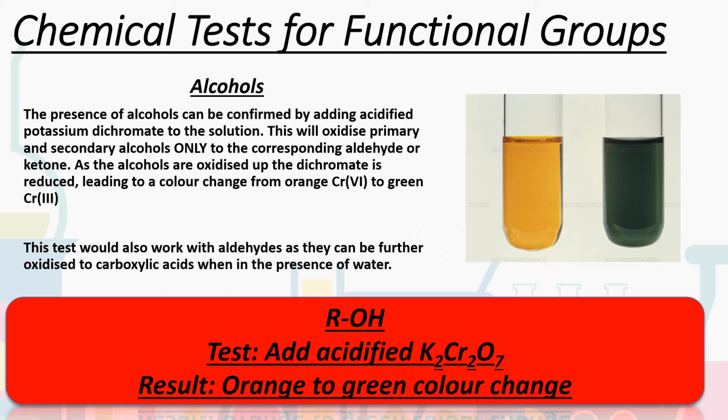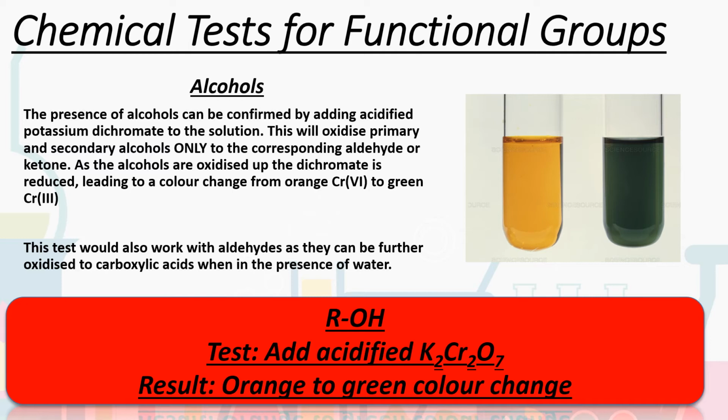And so if we have a primary or secondary alcohol, we will see this colour change, orange to green, if we added acidified potassium dichromate to the solution of our compound. Of course, this isn't the best test because if it's a tertiary alcohol, this wouldn't give a colour change. We'd still be left with the orange chromium-6.